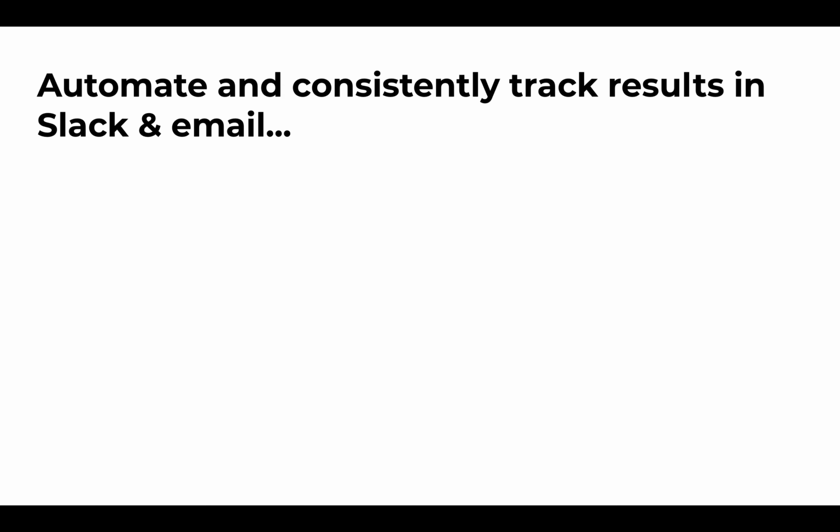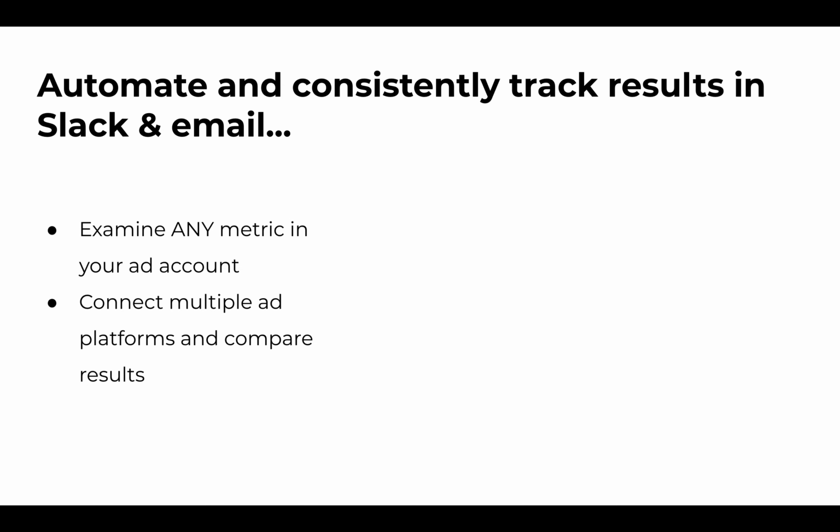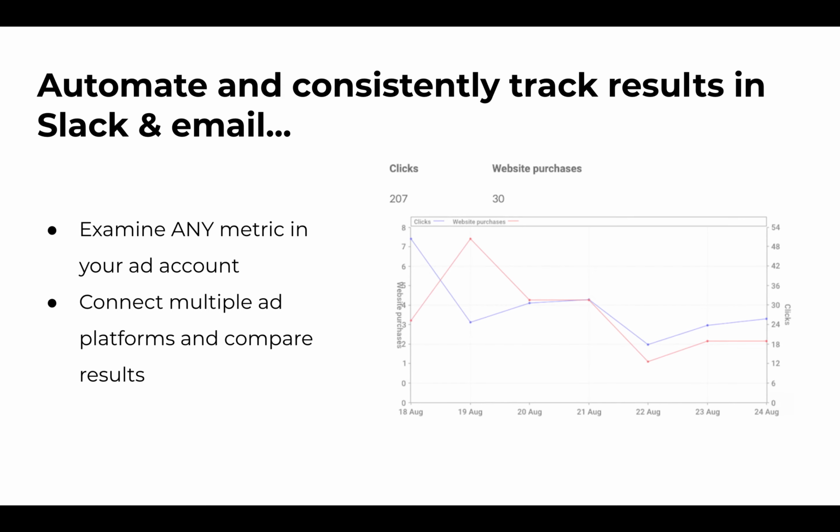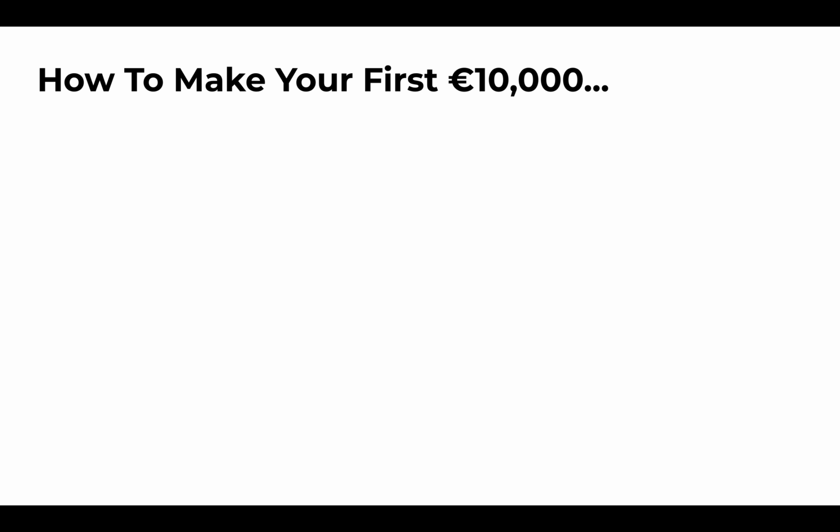So we can take all of these rules and automate and consistently track those results in Slack and in email to examine any metric in your ad account. This is really useful because it's allowing us to connect multiple ad accounts and put them into these beautiful reports that we can get daily, weekly via Slack and email, so we can see the clicks and the purchases directly in our account.